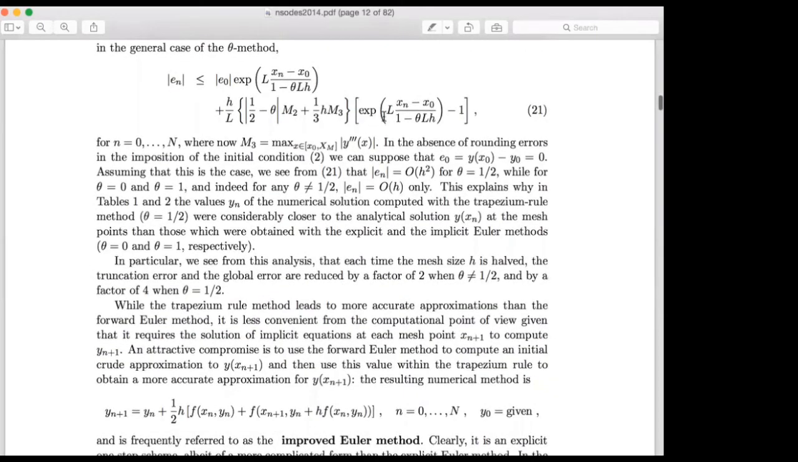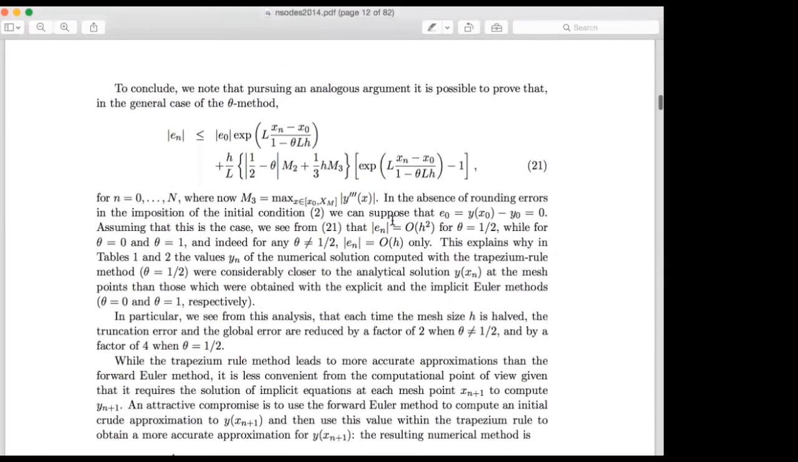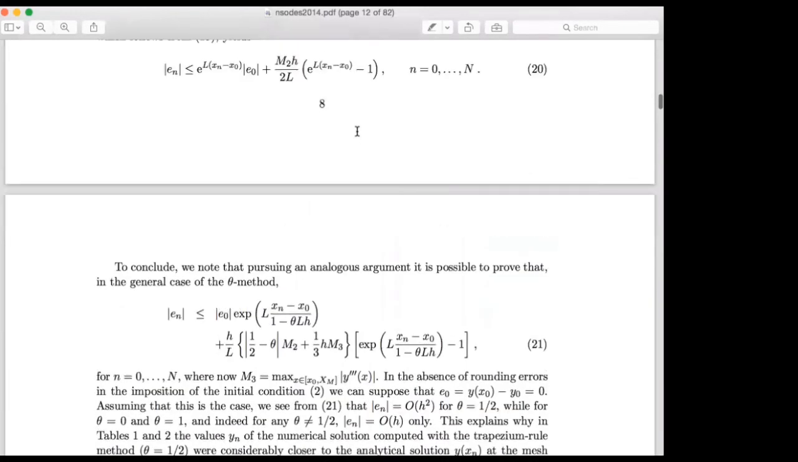So this is e raised to the power L(xn - x0) divided by 1 - Lθh, minus 1. Now here you see, if we put θ equal to 0, so here you have θ equal to 0. So 1. Am I right? So e raised to the power L(xn - x0). So you have the first term of this one.